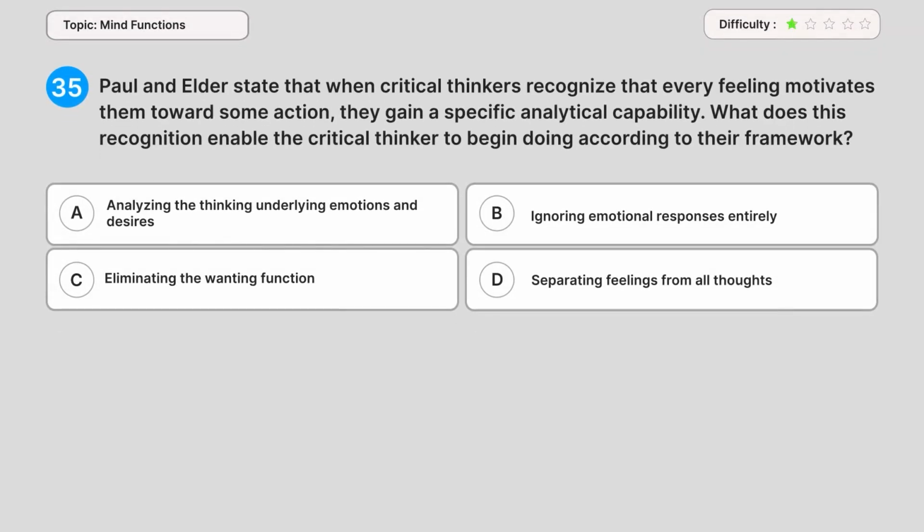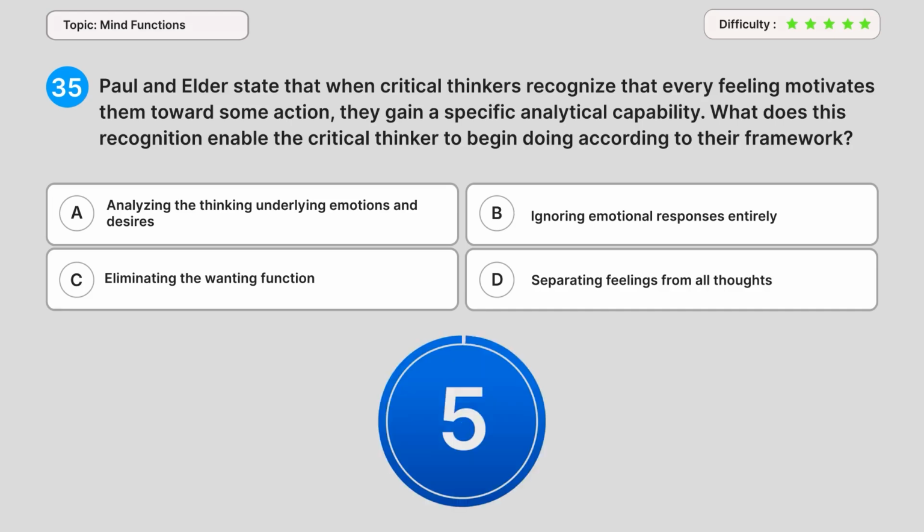35. Paul and Elder state that when critical thinkers recognize that every feeling motivates them towards some action, they gain a specific analytical capability. What does this recognition enable the critical thinker to begin doing according to their framework? A. Analyzing the thinking underlying emotions and desires. B. Ignoring emotional responses entirely. C. Eliminating the wanting function. D. Separating feelings from all thoughts. Can you guess the answer?